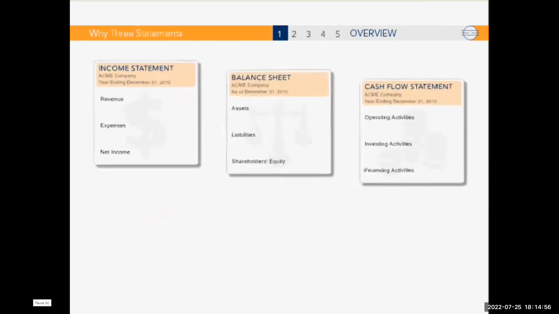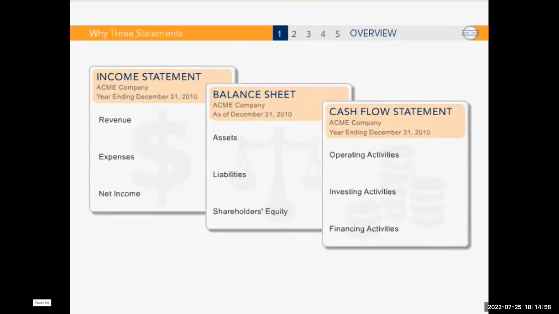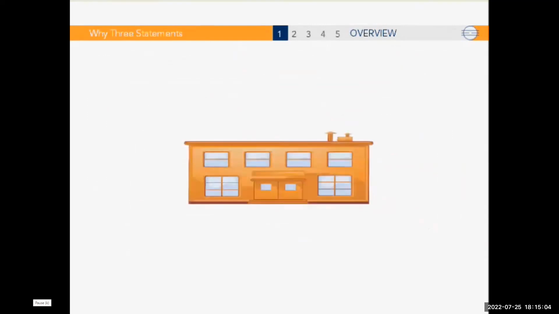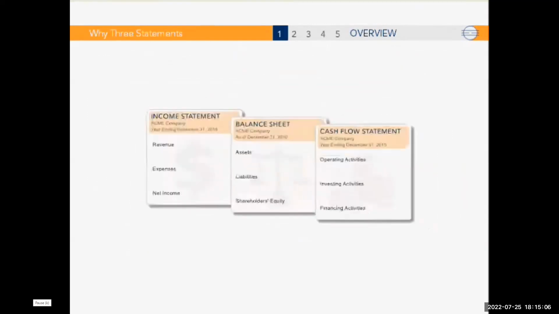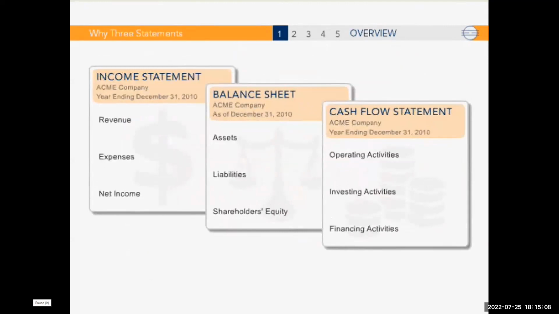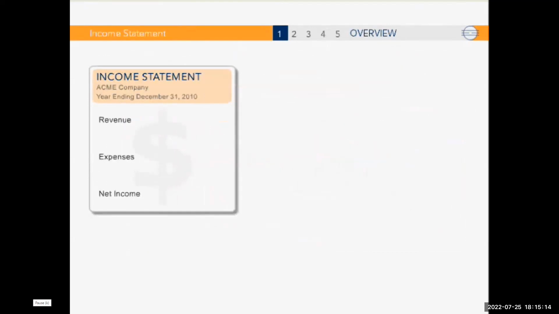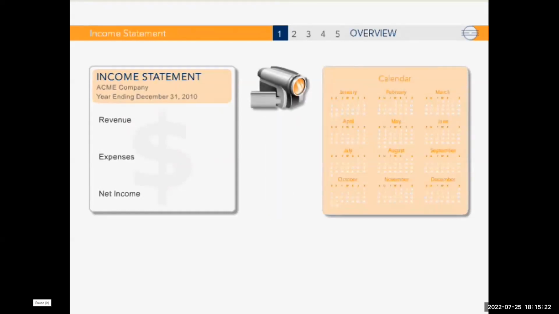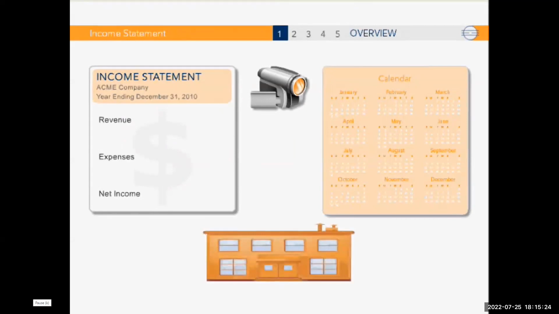So why is it important to understand all three financial statements? Basically, each one tells only part of the story. They are somewhat like pieces of a puzzle, and you need all three pieces to see the big picture. Let's begin by reviewing the general purpose of each financial statement and what distinguishes one statement from another. Simply put, the income statement tells you whether or not the company is profitable during a given period, usually monthly, quarterly, or annually. It may be helpful to think of an income statement in terms of a video camera.